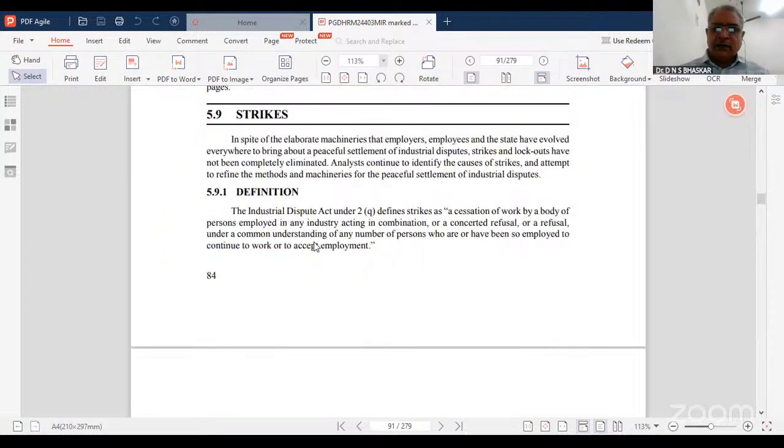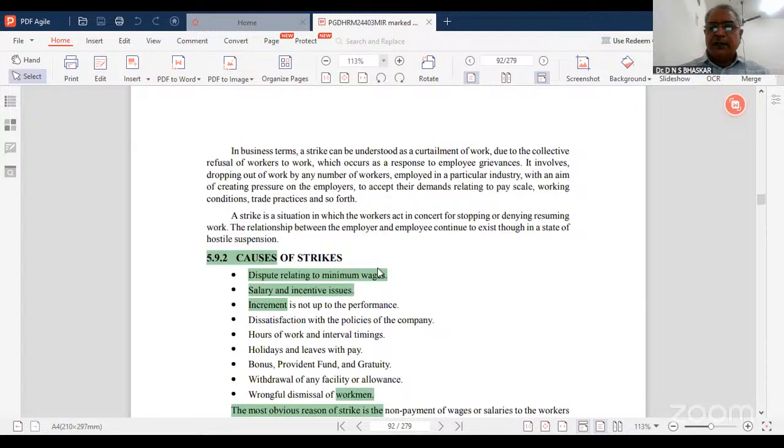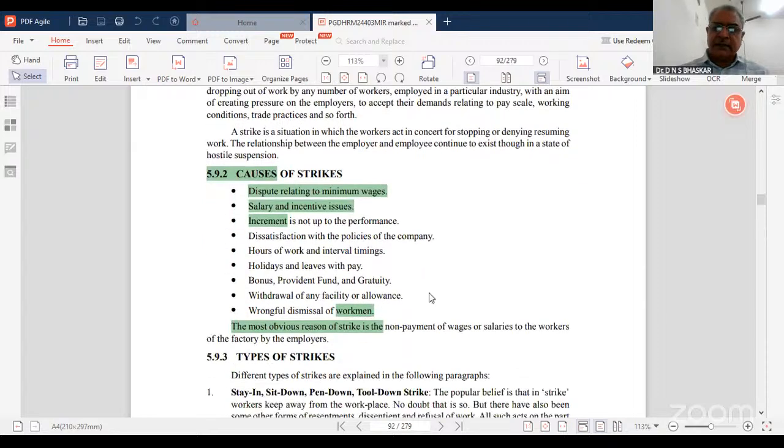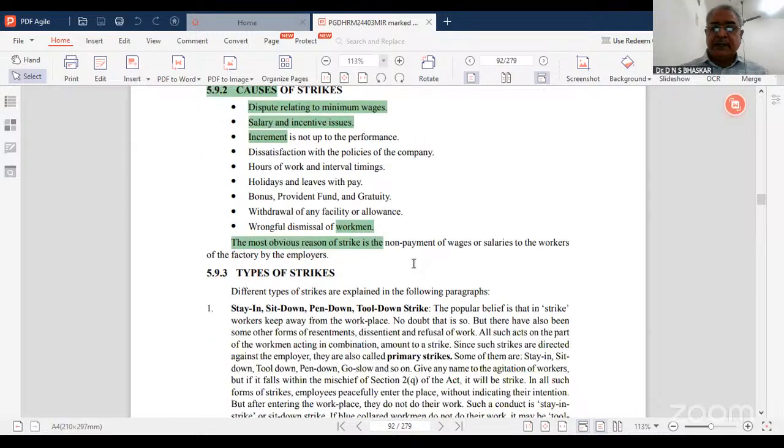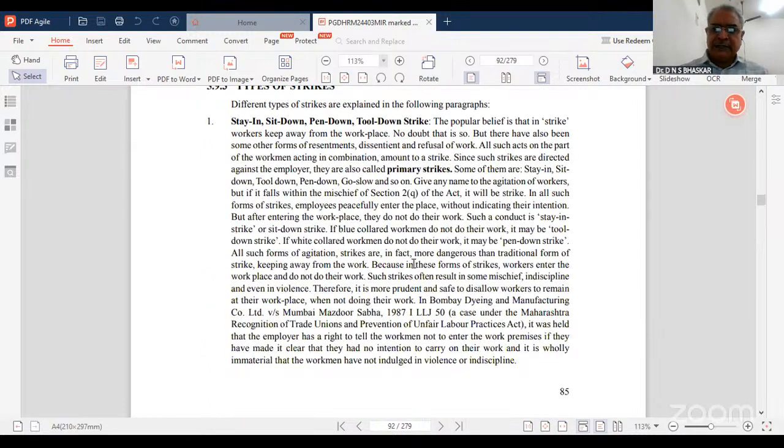And then strikes. What is a strike? Strike is also defined by the Industrial Disputes Act as a cessation of work by a body of persons employed. Already we know that. What are the various causes of strikes? Why are strikes basically declared by the trade unions? Disputes relating to minimum wages, salaries and incentives, increments not up to the performance, and all these factors will definitely cause strikes. And types of strikes are also there. There are different types of strikes which we normally come across, but we don't recognize how many possibilities there are.